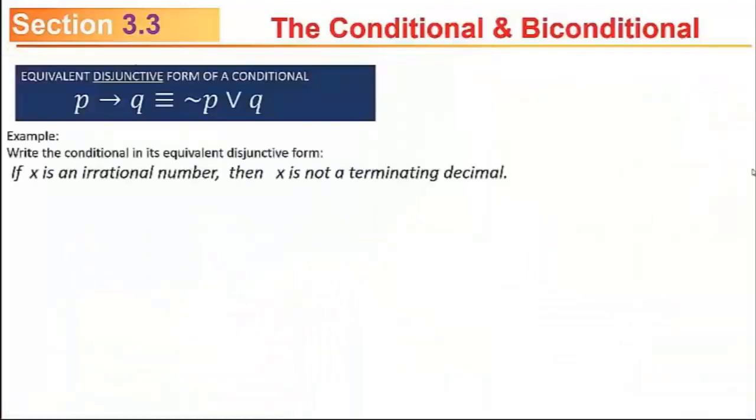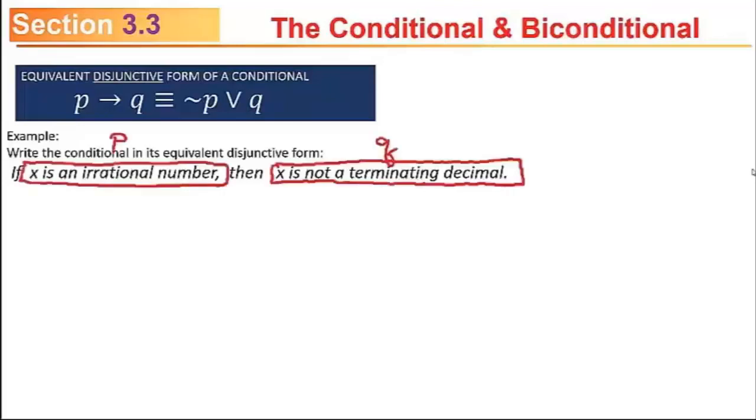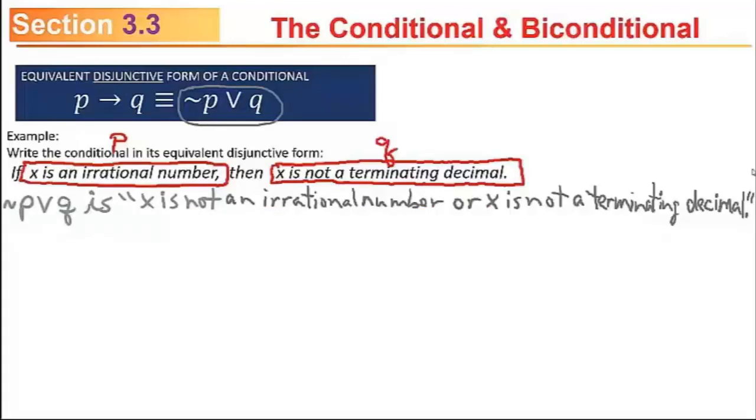Let's do another example with the disjunctive form of conditional. What if I ask you to write the conditional in its equivalent disjunctive form? If x is an irrational number, then x is not a terminating decimal. Just proceed as before. The x is an irrational number is the p. X is not a terminating decimal is q. So you want to take that and turn it into the right-hand side of the equation, which says not p, x is not an irrational number, then the disjunction, which is the or, and then the q, which is x is not a terminating decimal.